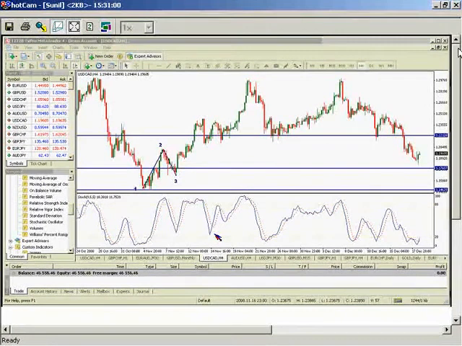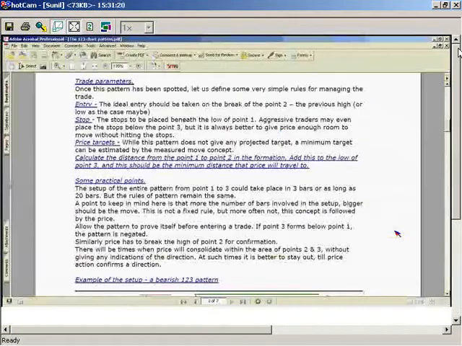If you're looking at, let's say, a 4-hour bar and you have a single 4-hour bar or 2 or 3 bars giving you this pattern, if you go down to a 5-minute, you will probably see the movements of the bars within that one. So practical points, the rules remain the same. Now another point to keep in mind here is the more the number of bars involved in the setup, the bigger is the move. It's not written in stone, but more often than not, this concept is followed.